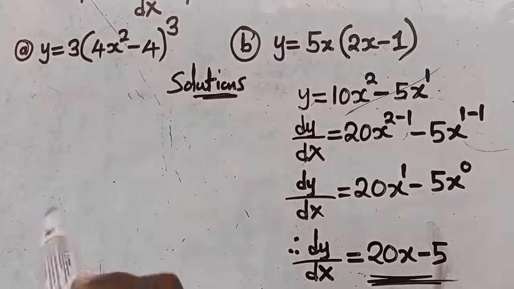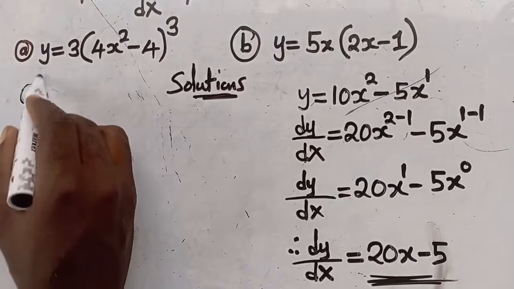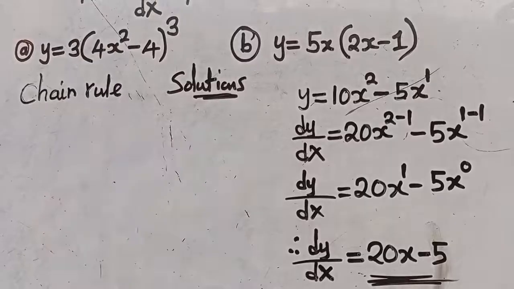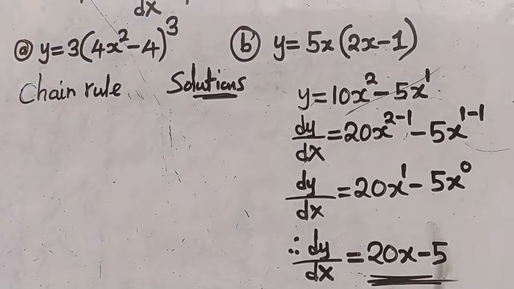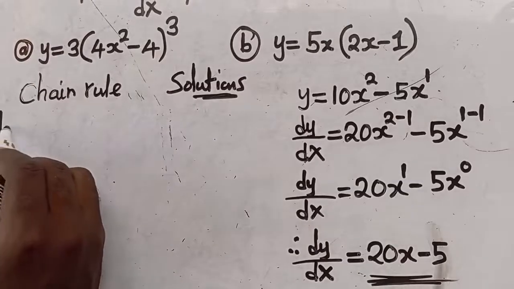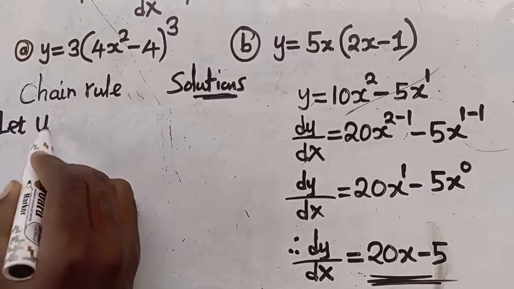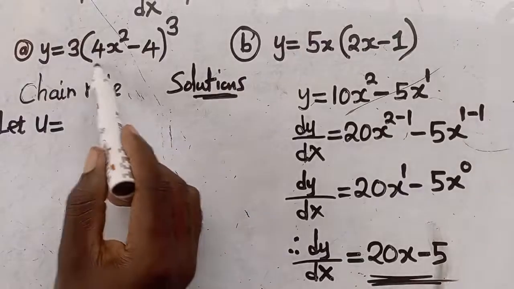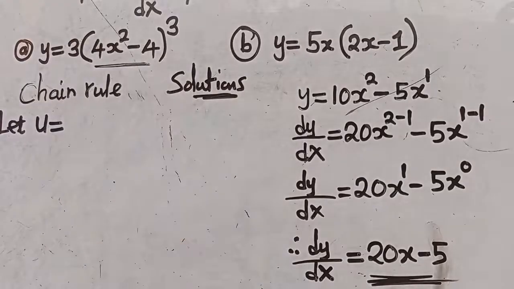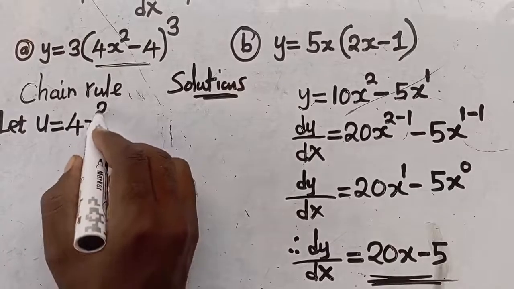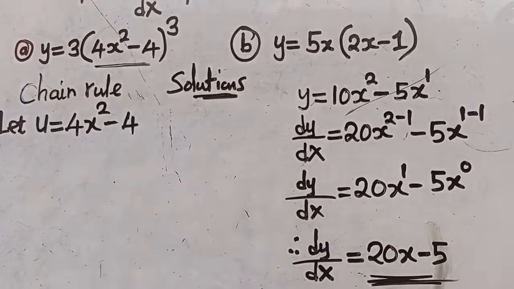Looking at this, you know that the only method that is going to be used there is called the chain rule. That is the method that I'm going to use at that question. So first thing, we let u represent what is in the brackets. What are we having in the brackets? That is 4x squared minus 4.